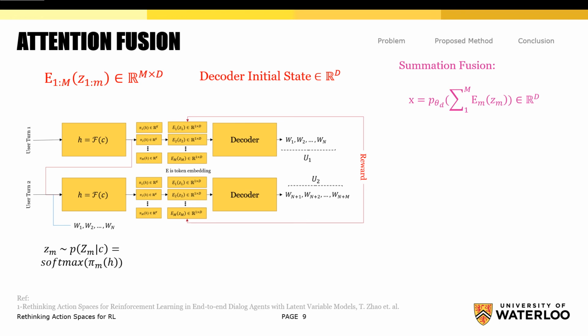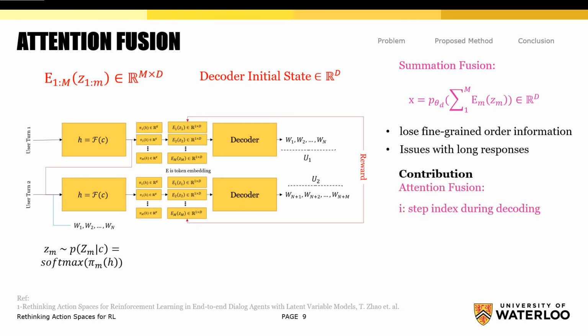But there is some problem with this approach, as they claim in this paper. You are going to lose the order information, which is usually very important. Because of that, you have the idea of attention in all of NLP. And this is not going to work perfectly with long responses. So, as another contribution, they use attention, and they call this method attention fusion, to find a way to pass this m by d matrix to the decoder.